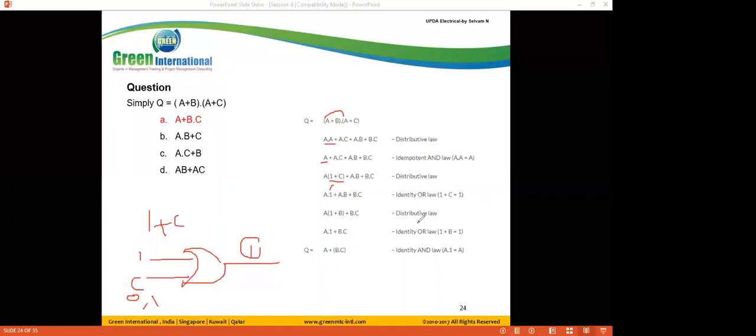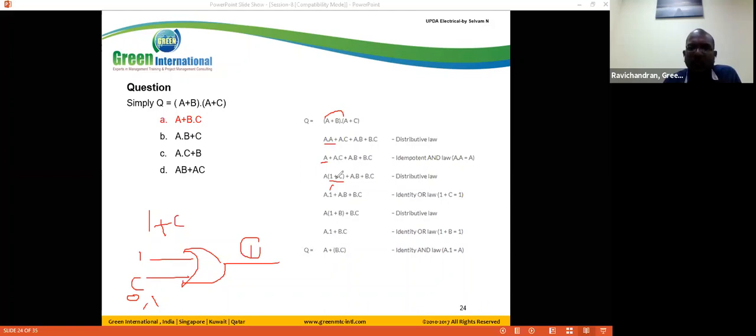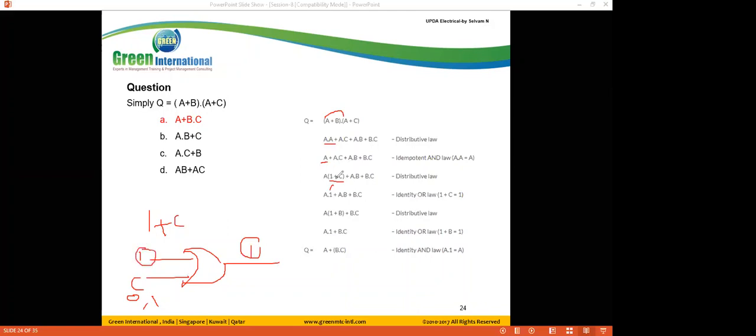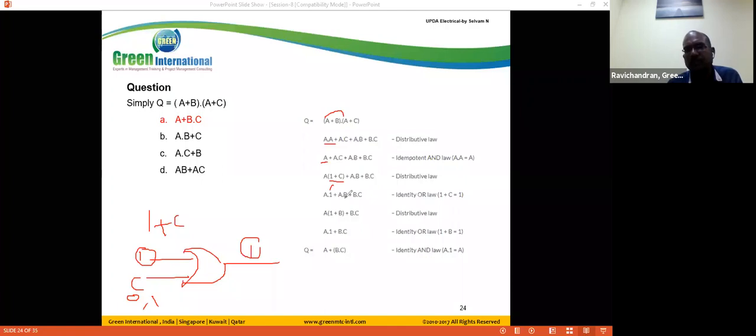Okay, fine. So by using this one, 1 plus C is an OR gate. It's an OR gate, so any input, either A or B is a 1, the output is true. So here is a constant value. So 1 plus C always gives 1.